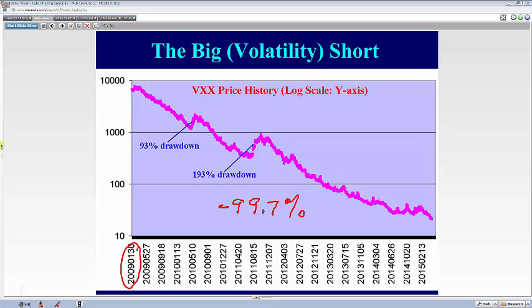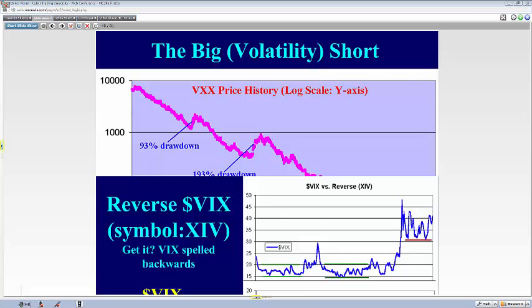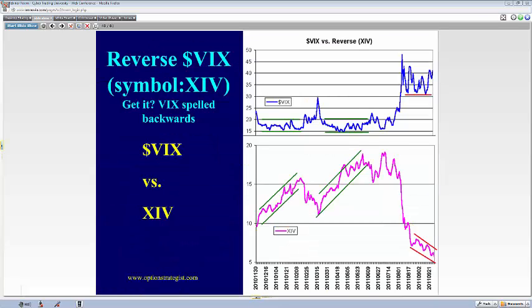So there was a hedge fund strategy in the early days. It was called just shorting volatility. Called it the big volatility short, a take-off on Michael Lewis's book. So the opposite of VXX is XIV. And that's constructed just completely the opposite way.